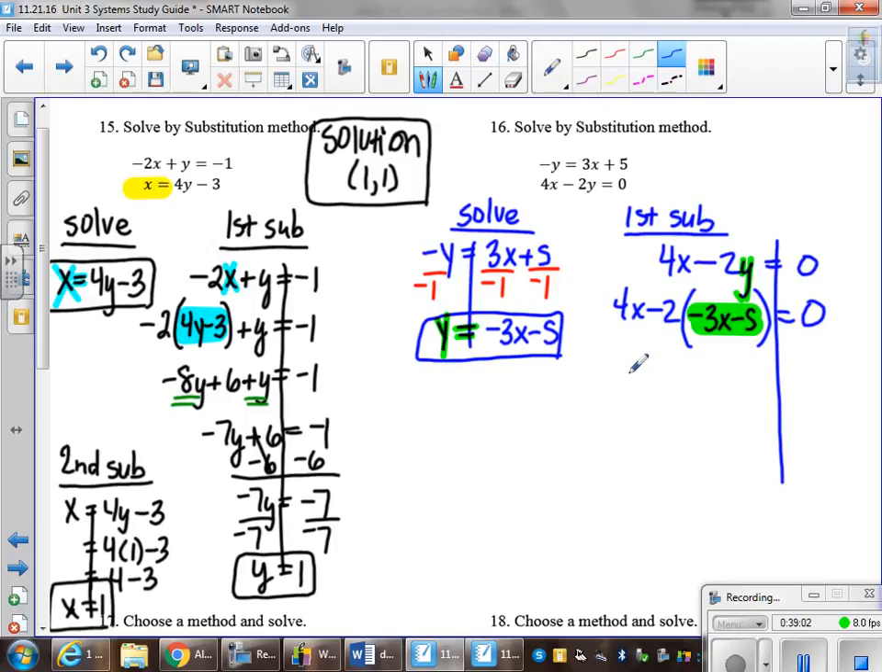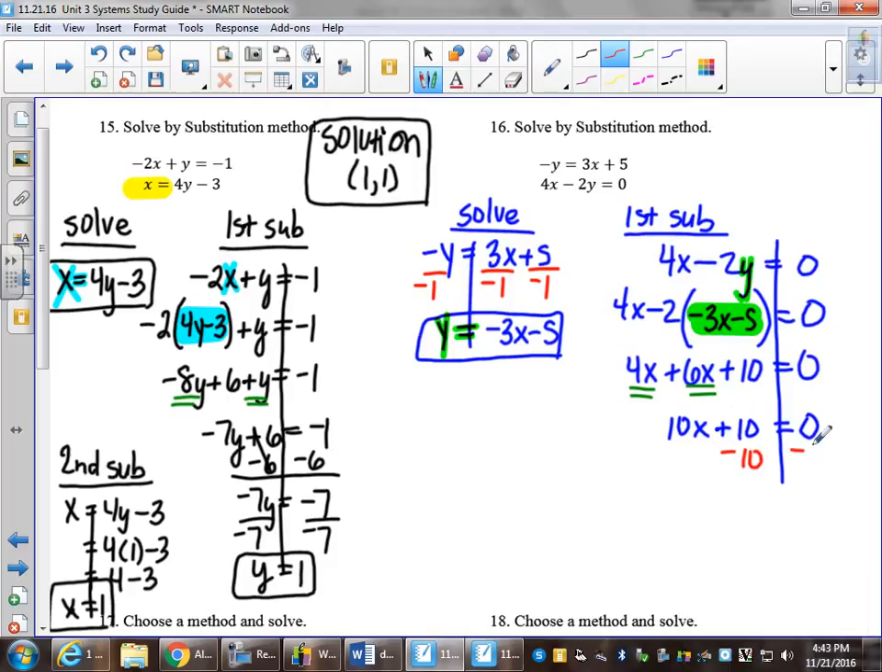Distributing negative 2, this becomes 4x plus 6x plus 10 equals 0. Combine like terms. This becomes 10x plus 10 equals 0. We'll subtract 10 from both sides. X equals negative 10. All that's left is to divide both sides by 10, and we get x equals negative 1.